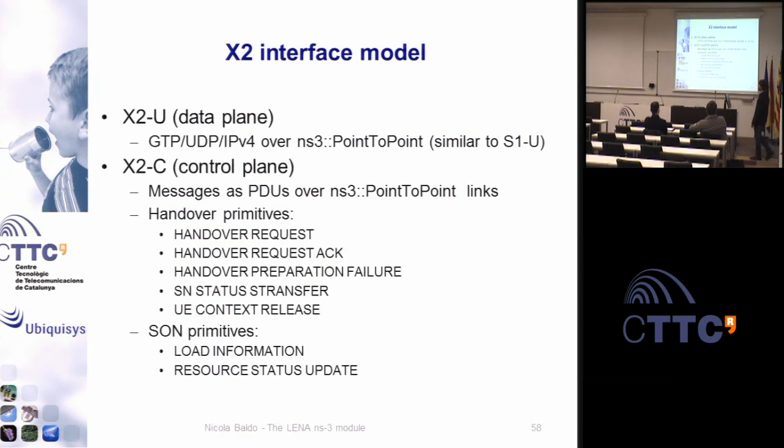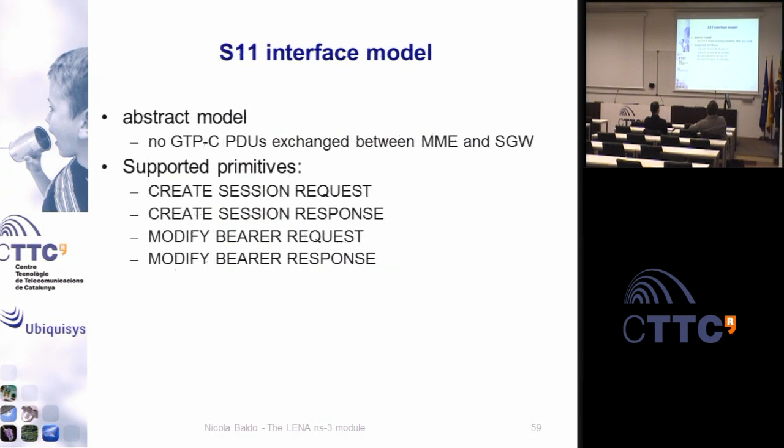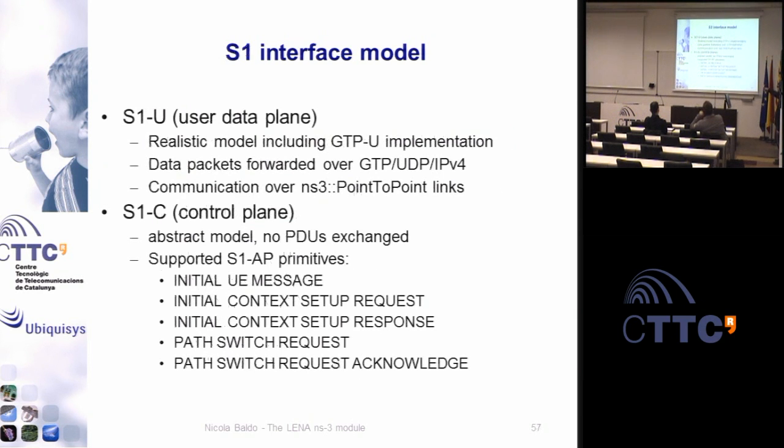For the S11 interface, we use a purely abstract model with no GTP-C PDU exchange. Again, we just have direct function calls between the MME object and the SGW, and the primitives that are supported are listed here. And you can see that there is a mapping between the primitives used here and the primitives used here. And basically, we use this for the activation of bearers at the beginning. Well, not at the beginning, even at runtime during the simulation.